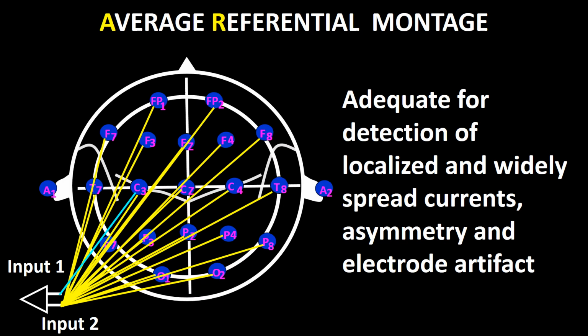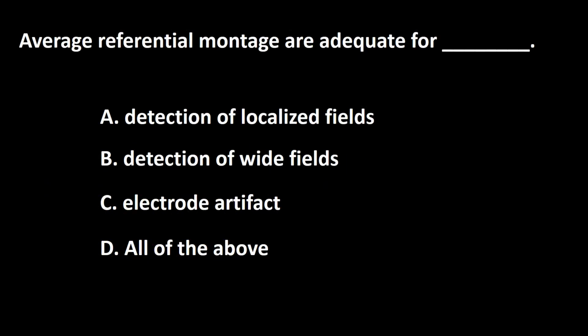So, as we previously stated, the average differential montage is adequate for detection of localized and widely spread currents, symmetry, and electrode artifacts. So the answer to this question is D, all of the above.